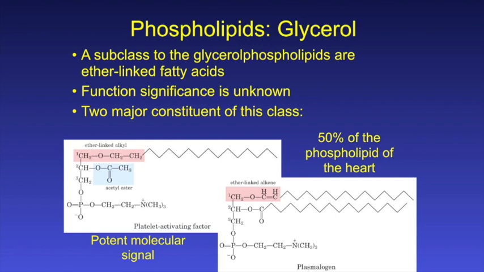The other ether lipid that is actually in membranes is called plasminogen. It is found almost exclusively in one tissue, and it makes up about 50% of all the lipids in the heart. Now, the heart is working a lot, so maybe an extra integrity is essential for the muscle of the heart. But we know it's there. We're not exactly sure why.